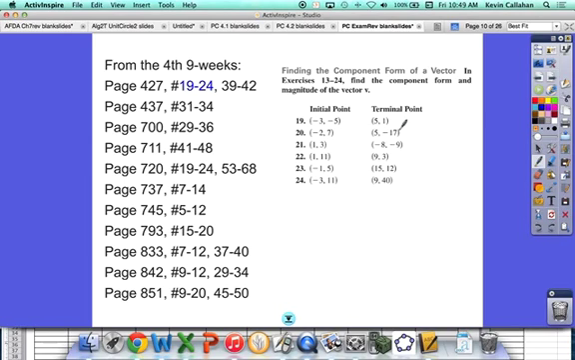Again? Subtract terminal minus initial, right? This first one would be 5 minus negative 3, 8. 1 minus negative 5, 6. And you use those angle brackets like that to indicate this is a vector.